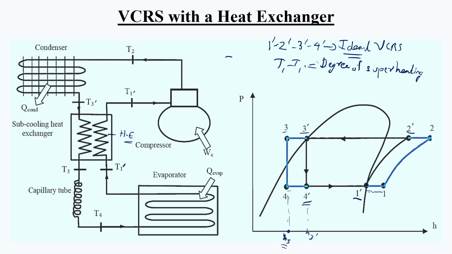Also, 1 dash and 1 lie on the same horizontal line as the evaporator. That is, the pressure for both points is the same, only the evaporator pressure. Similarly, here 3 and 3 dash lie on the same line. That is, the pressure for point 3 dash, the liquid refrigerant coming out of the condenser, as well as the subcooled liquid, will be the same, that is the condenser pressure only.